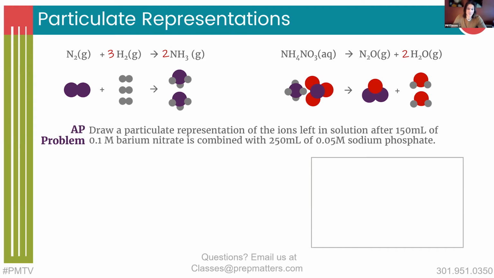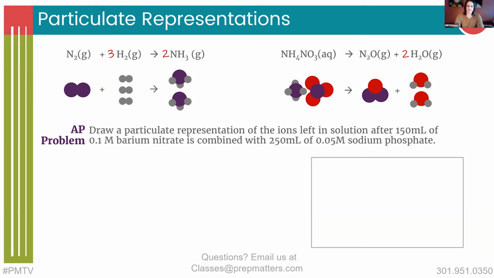So let's imagine a problem or part of a problem that we might see on the AP. So let's again mix barium nitrate and sodium phosphate as we did before, but let's throw some numbers into it. Let's say draw a particulate representation of the ions left in solution after 150 mL of 0.1 molar barium nitrate is combined with 250 mL of 0.05 molar sodium phosphate. Well, if you recall from a slide or two ago, we're going to form that solid barium phosphate. So I better not see any barium phosphate in this picture because I'm asked to represent the ions in solution, and the solid is definitely not that.